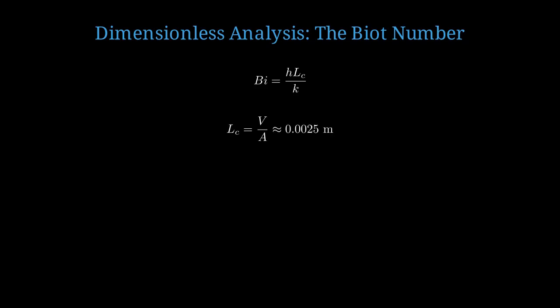For those interested in the deeper physics, we can analyze this using the Biot number, which compares external heat transfer resistance to internal conduction resistance. Biot number equals heat transfer coefficient times characteristic length divided by thermal conductivity. For our fry, characteristic length equals volume over area, approximately 0.0025 meters. Potato thermal conductivity is approximately 0.5 watts per meter Kelvin. Biot number equals 700 times 0.0025 divided by 0.5 equals 3.5.